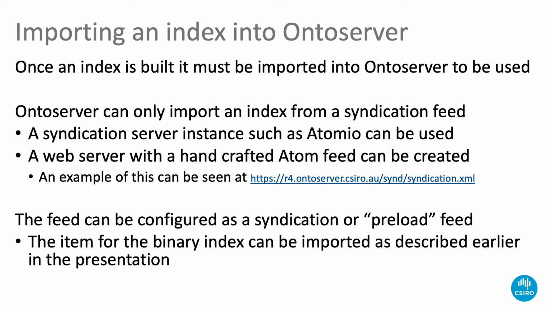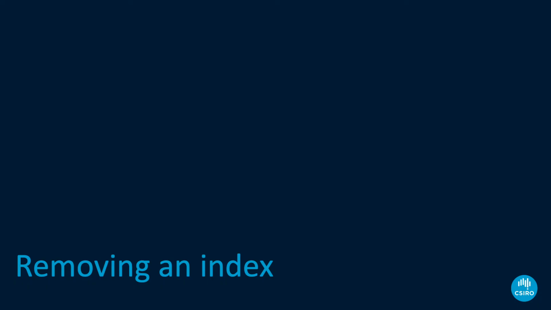Alternatively, if an Atomio instance is not being used, a simple web server can host a handcrafted Atom feed file referencing the index. An example of this format can be found at r4.ontoserver.csiro.au/synd/syndication.xml. Either way, once in a feed, the index can be imported into OntoServer using the process to import items from configured syndication feeds described earlier in this presentation.